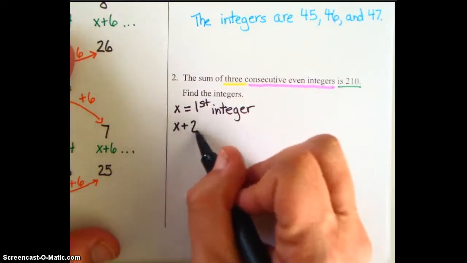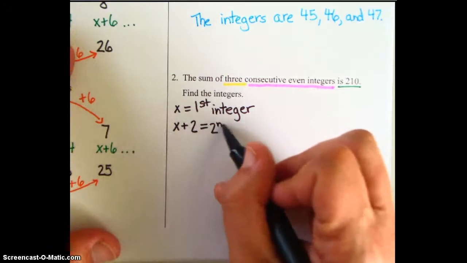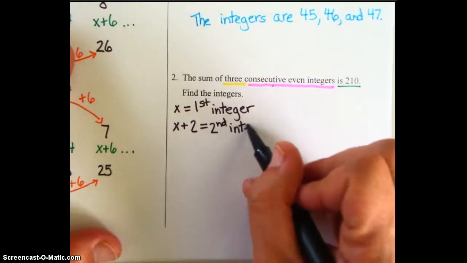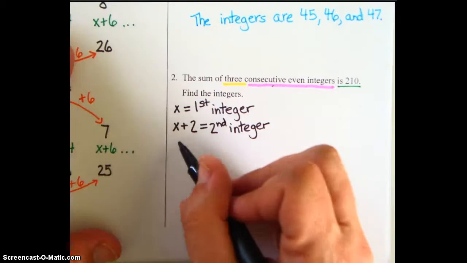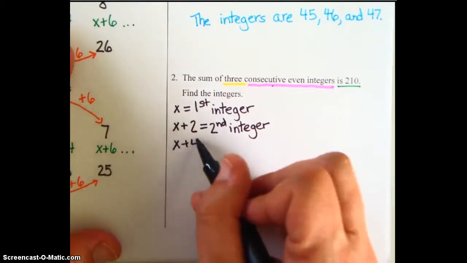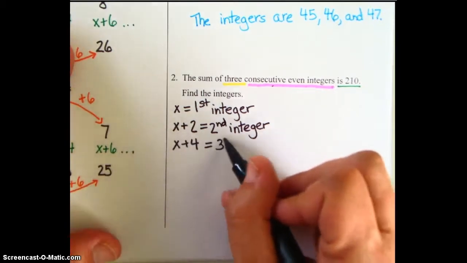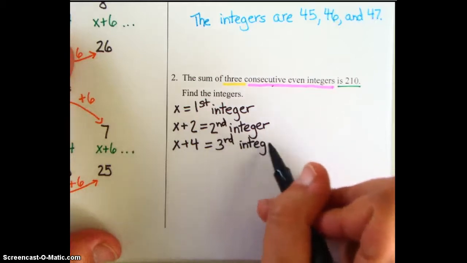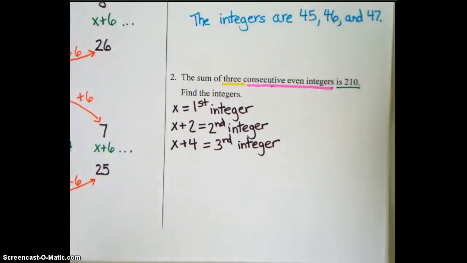X plus 2 is going to be our second one because the question says consecutive even. So we need to make sure we skip the next number. The next one then will be x plus 4. That's the entire define your variable section.